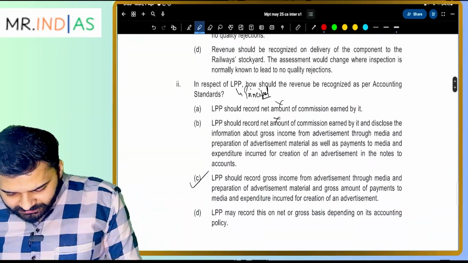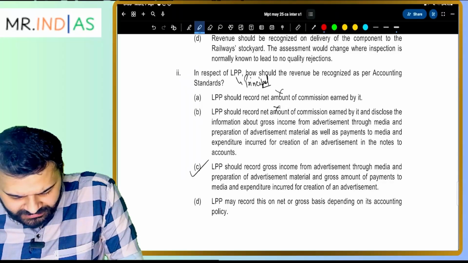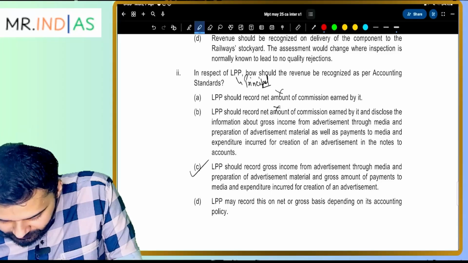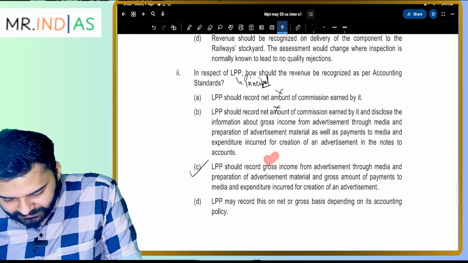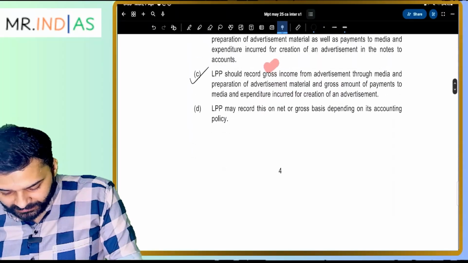Okay. In respect of LPP, how should the revenue be recognized as per the accounting standards? Since we have already discussed, LPP is the principal, so the revenue should be recognized on a gross income basis. Revenue should be recognized on a gross income basis through media, preparation of advertisement material, and the gross amount of payment.